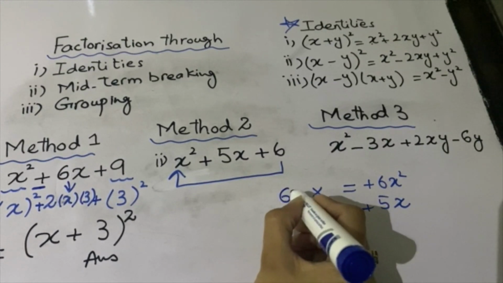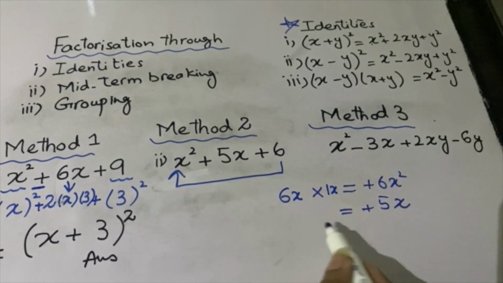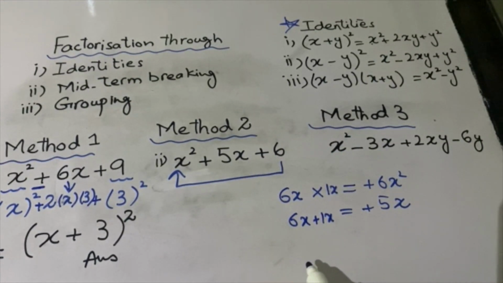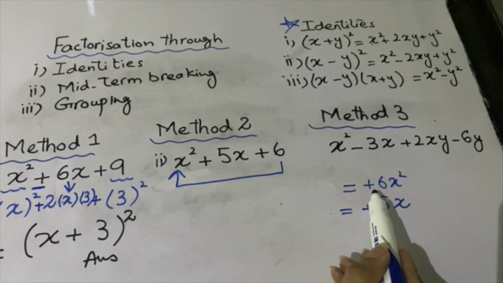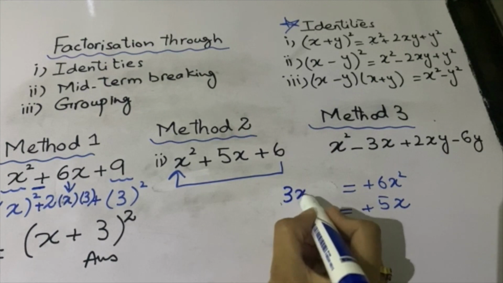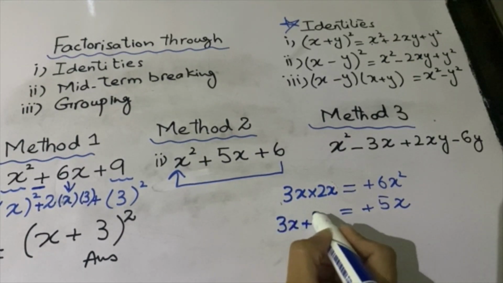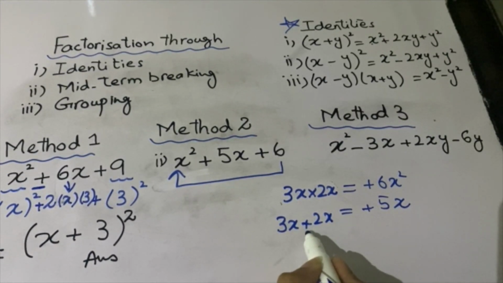Let's say 6 ones are 6. 6x multiplied by 1x gives you 6x square, perfectly fine. So I'm going to add both the numbers. 6x plus 1x, is it equal to 5x? No. So these are not the factors. So what should I do then? Then I have to find some other numbers. If you see 3x multiplied by 2x, 3 2s are 6x square, perfectly fine. 3x plus 2x, this is 5x. So this is the right pair that you need.